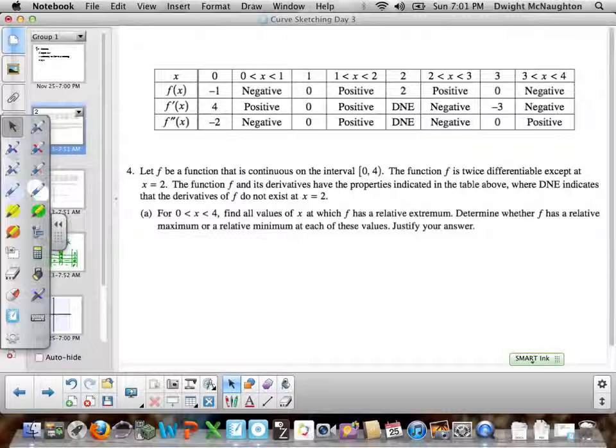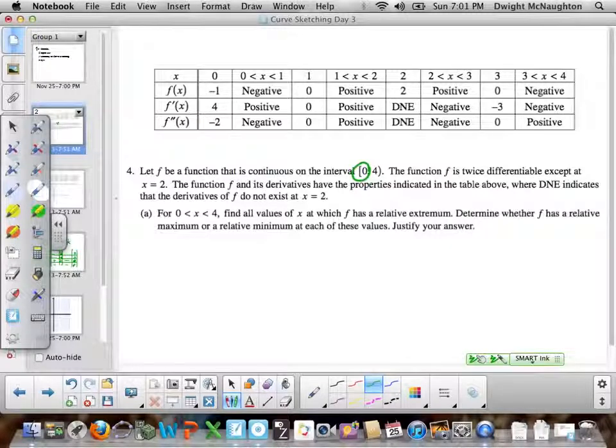Let f be a function that is continuous on the interval from 0 to 4. Pay attention here. 0 is included, but 4 is not. Be very important with your graphing. The function is twice differentiable except at x equals 2. We can see it does not exist as a derivative there, nor as concavity. The function and its derivatives have the properties indicated in the table above, where D and E indicate that the derivatives do not exist. 0 less than x less than 4, meaning do not count the endpoints. 0 doesn't count, 4 doesn't count.